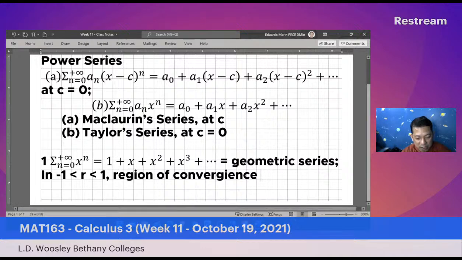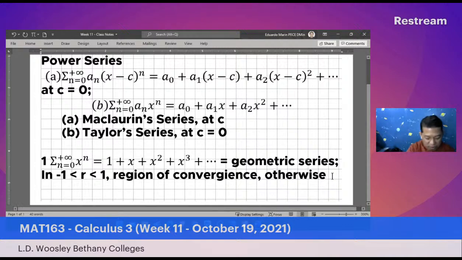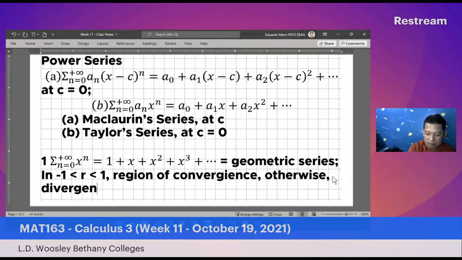So the region of convergence is where there is a defined value for the series. However, if it is beyond the region, we cannot really define the value of that series. Otherwise, it's called divergent, meaning that it is beyond +1 and below or less than -1. That's the limit of the region of convergence. Otherwise, it's called divergent.